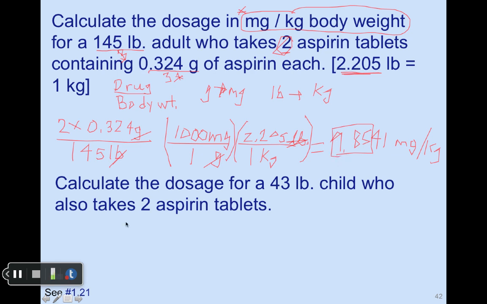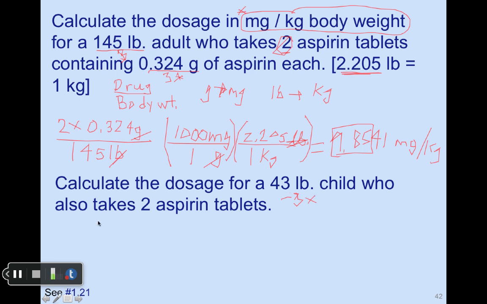Now, you're going to need to use this answer in the second part. The second part asks you to calculate the dosage. Oh, maybe not this one. I forgot the question. The second question, we're trying to determine what the dosage is for a child who took 2 aspirin tablets. Well, the child obviously took too much, and the dosage should be much higher. If the child weighs 43 pounds, how much is that compared to 145? Maybe about a third as much. So the dose should come out to be 3 times the dose that we calculated for the adult. About 3 times. So let's estimate that.